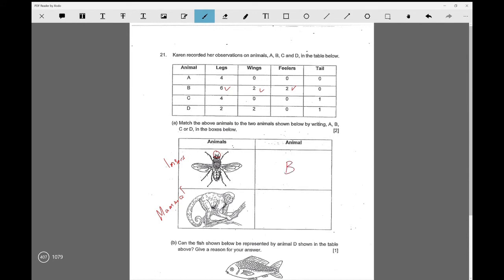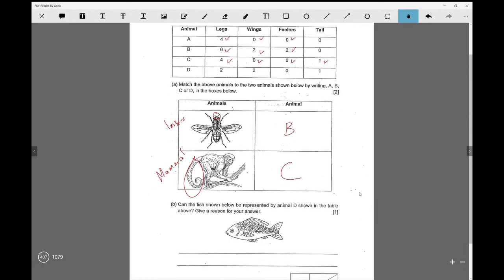Okay, mammal, 4 legs. Although they are very closely related to us, they still walk on 4 legs. 4 legs also. No wings, correct. I don't think there are any monkeys that have wings. Okay, so this is also correct. No feelers also. Okay, there's a tail there. Okay, C will resemble more of a monkey as you can see. There's a tail here.